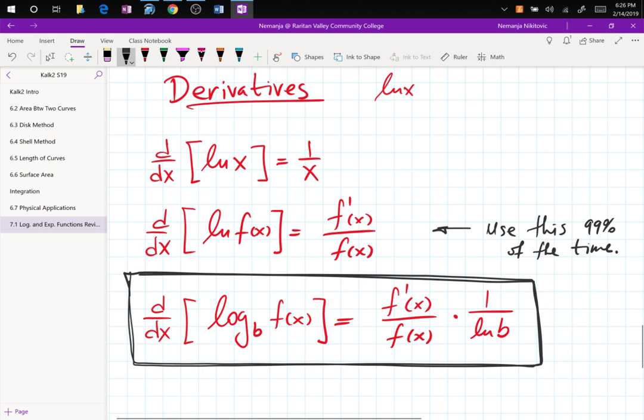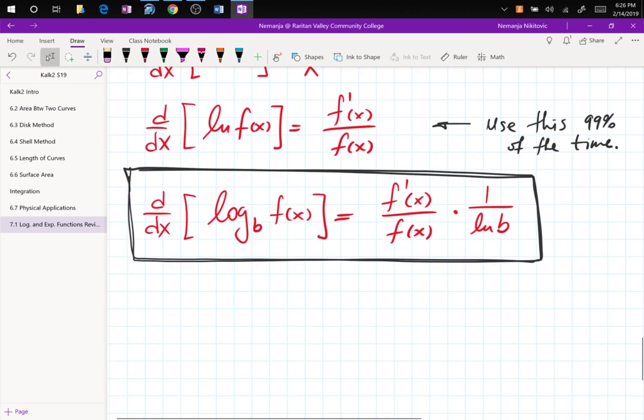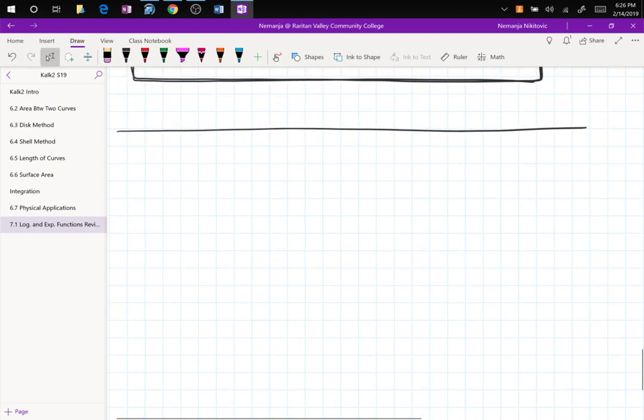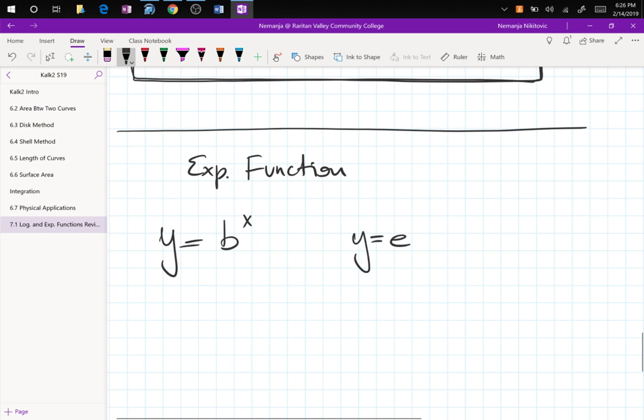And that's logs. I hope you're not disappointed. Let's talk about exponential function, which is the inverse of logarithmic. So for exponential function, we have y equals b to the x, let's say. Most famous one is e to the x, obviously.